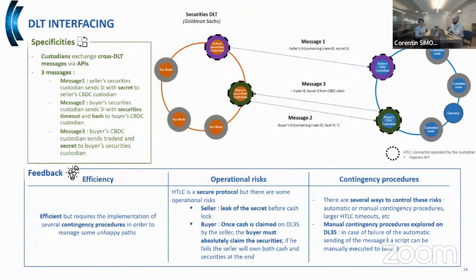We implemented a manual contingency procedure on DL2S for the Venus experiments. In case of failure of the automatic sending of message 3, a script was ready to be manually executed in order to send that message.